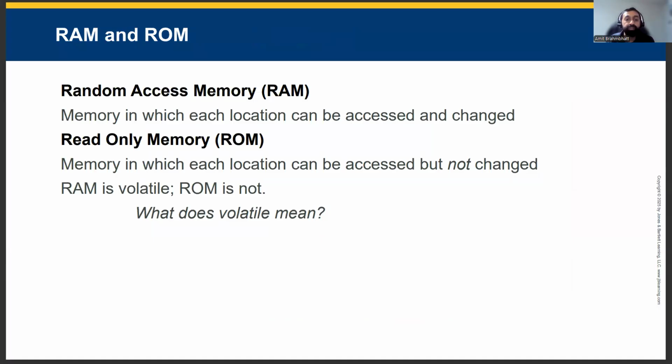RAM and ROM. RAM, random access memory, lets you read and write any location, but it's volatile. What does volatile mean? It means the contents disappear when power is removed. ROM, read-only memory, is non-volatile. You can read it, not change it during normal use, and it keeps its contents with power off. Perfect for firmware.